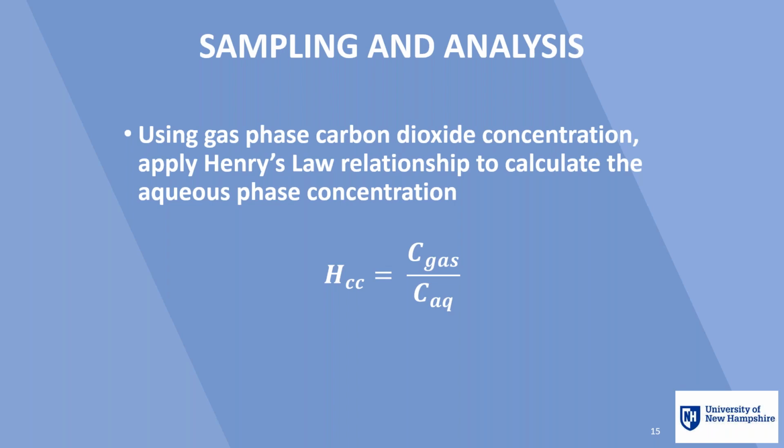And in the equation, you can see Hcc represents the Henry's law constant, and it is a known value at atmospheric pressures. So if you know the carbon dioxide concentration in the gas phase, the concentration in the aqueous phase can be calculated. So a water sample was collected in a jar with headspace, and after allowing time for the sample to reach equilibrium, the air concentration was measured, and Henry's law was used to back calculate the aqueous phase concentration of the carbon dioxide.